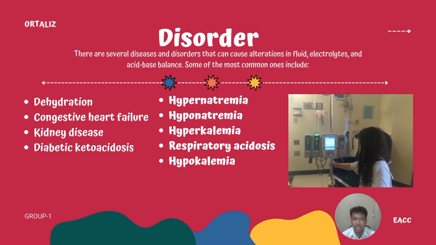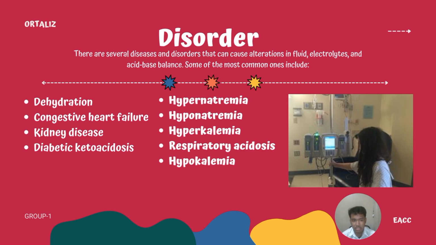Diabetic ketoacidosis is a serious complication of diabetes that occurs when the body produces high levels of blood acids called ketones. This can lead to electrolyte imbalance and acidosis.